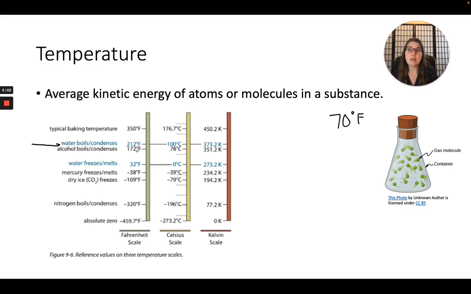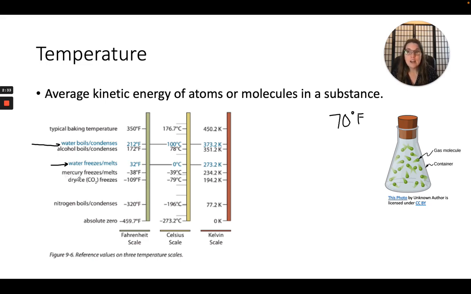Alcohol boils at a much lower temperature, at 172 degrees Fahrenheit. So that's why sometimes people use alcohol in cooking and it will boil off in the process of cooking. So it leaves the flavor but not the alcohol. The freezing point of water is at 32 degrees Fahrenheit. Another one you need to memorize. Mercury freezes and melts at negative 38 degrees Fahrenheit, which is pretty cold. Mercury is actually a liquid at room temperature, which is kind of fun.